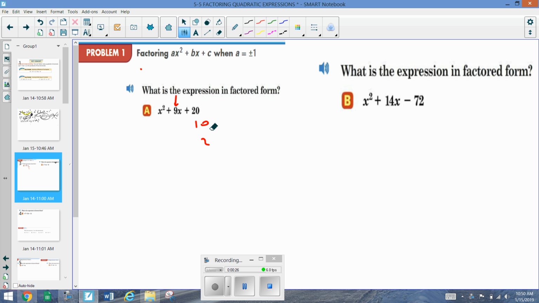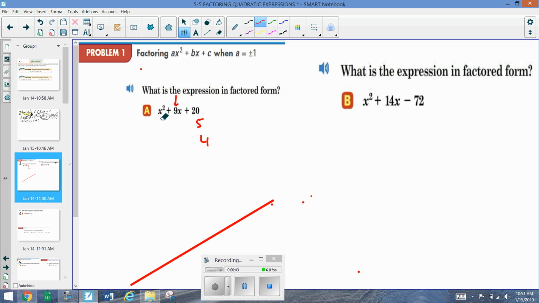But when you do that, either add or subtract, there's no way to get 9. That's why I'm going to change those numbers. It didn't work. 5 and 4, I heard that. That's right, 5 and 4. 5 times 4 equals 20.